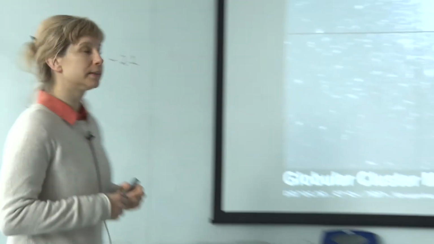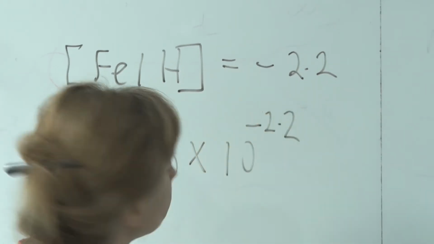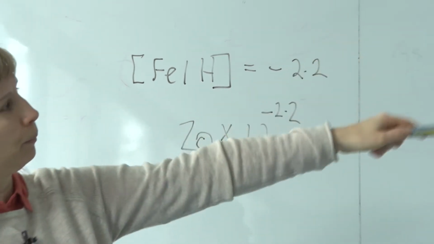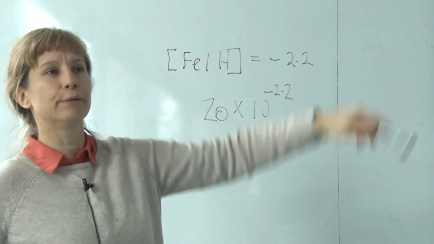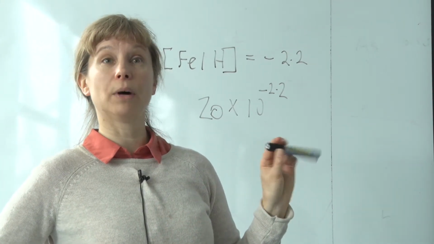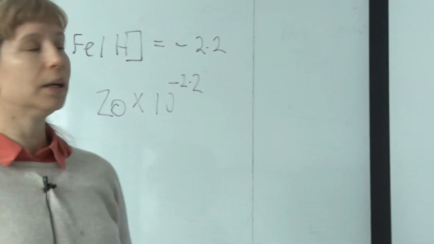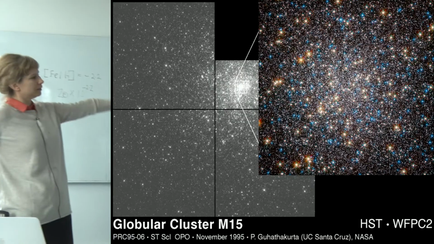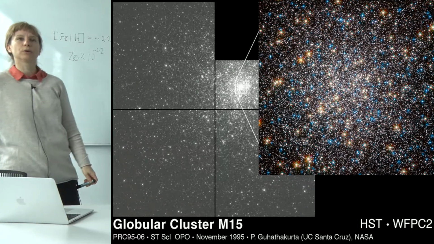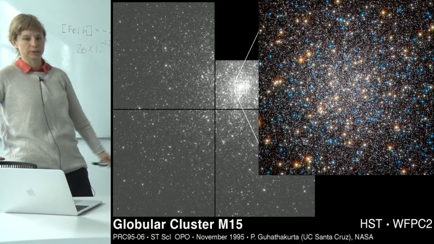So if we convert this, this is going to be Z solar times 10 to the minus 2.2. So it has a very low iron abundance in general. And the thing about these clusters is we think they formed out of the same gas cloud. So all the stars, within some precision, have the same iron abundance. This cluster has other weird anomalies that I don't want to go into here, but this is an example: it's all old, but you notice that we still see variations in colour across this cluster. And so the idea is that we want to understand why this is and what's causing this.